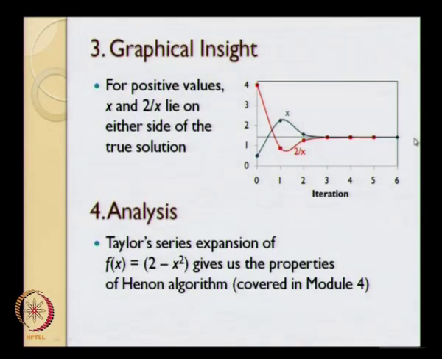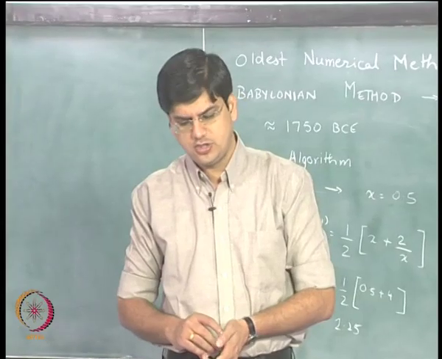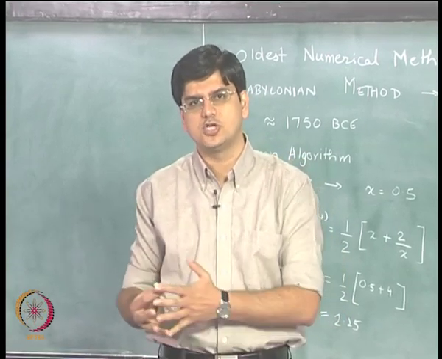No matter what positive value of x you choose, the value of 2 divided by x is also, one, going to be positive, and second, it is going to lie on the other side of the line square root of 2. Okay. So, essentially what we are doing over here is we are hoping that if we take the average of x and 2 divided by x, we will go closer and closer to square root of 2, and the reason is that the average of x and 2 divided by x always lies between the values x and 2 divided by x. Okay. And these two values will eventually converge to the desired solution. So, that gives us the graphical insight behind this Heron algorithm, and possibly how or why the Babylonian people perhaps thought of this particular algorithm in order to solve this particular problem.